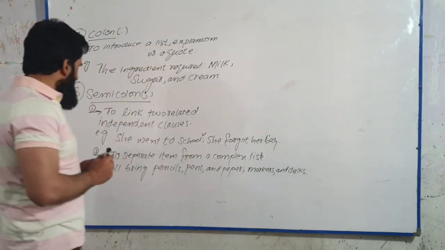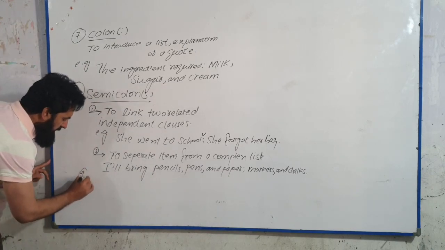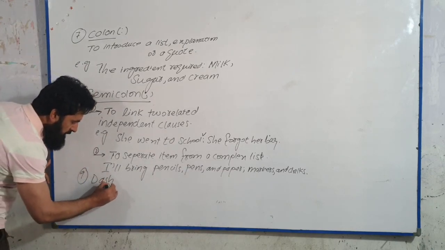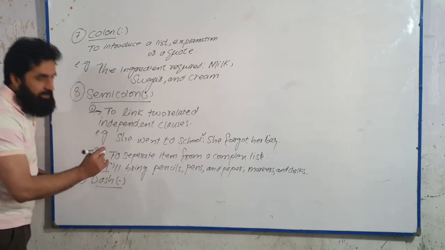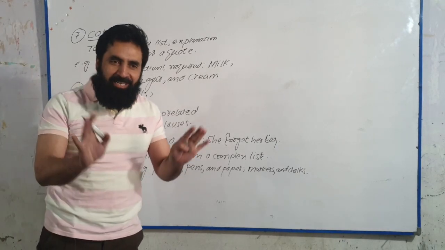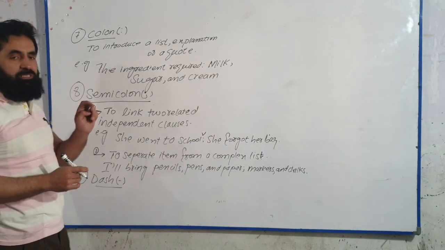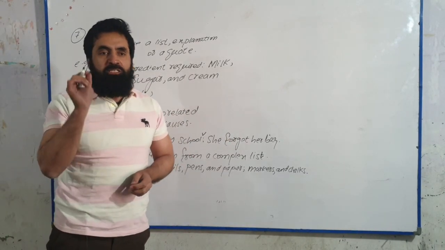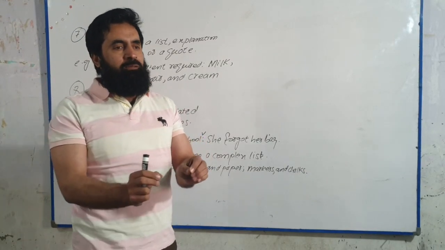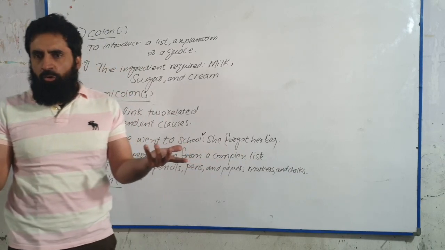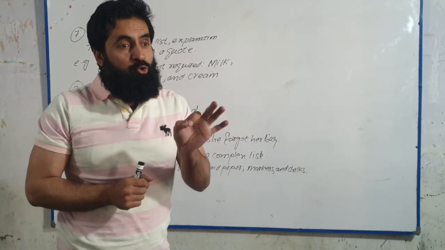Now come towards the 9th one. The 9th one is your dash. Okay, like I have a dashing personality. So the 9th one is a dash. Where do we use this dash? This dash is used to indicate a break in a thought. Okay, or we use this for range, or we use this to show emphasis.